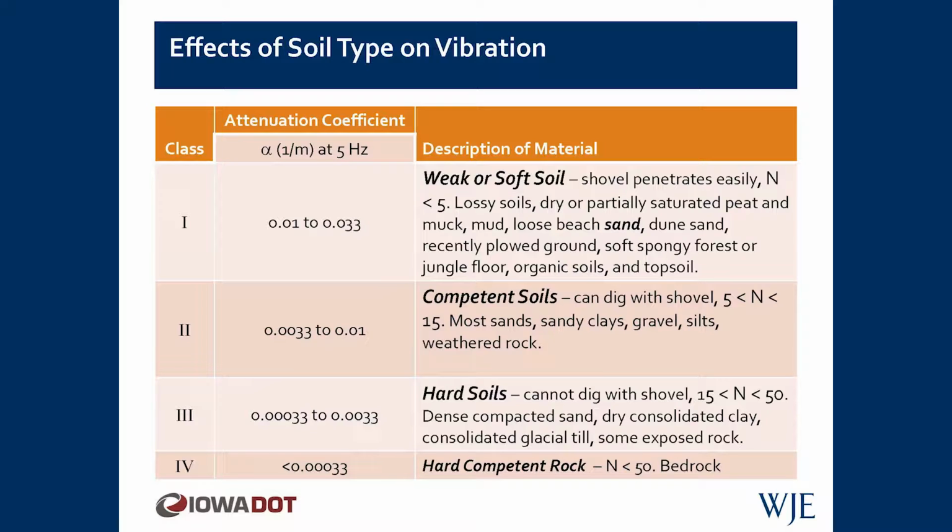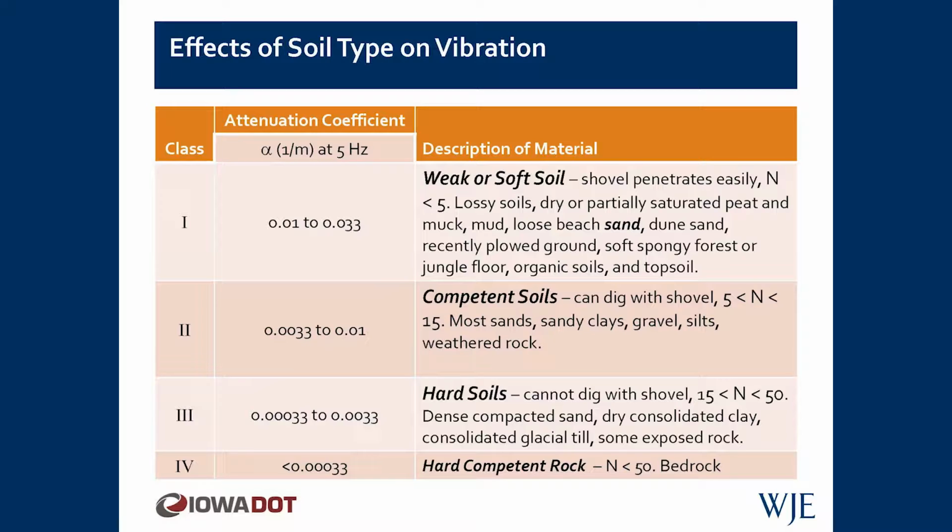In this case, a weak or soft soil is one that a shovel can easily penetrate. It's identified as class 1, and it has a very high attenuation coefficient, alpha. And these are values that are estimated at a frequency of 5 hertz. So if you know the vibration frequency that is going to be produced at the site, and it's different from 5 hertz, you can calculate how that alpha range can shift. And this covers a range of values for each class.